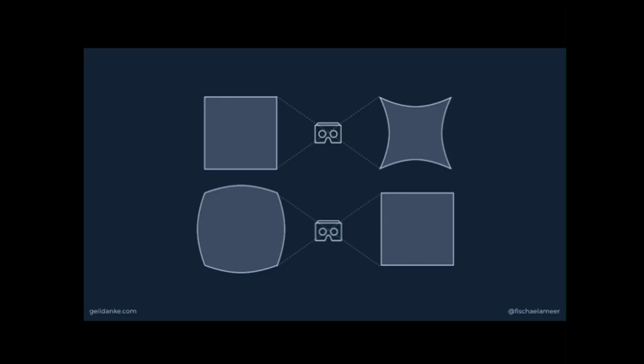But if we apply a contrasting distortion to the original image, the images behind the lenses will be without any distortion again. So, by showing these slightly different images to our eyes, we are already getting the perception of depth. Now, to make our brain believe we are actually in this virtual world, we have to include tracking.